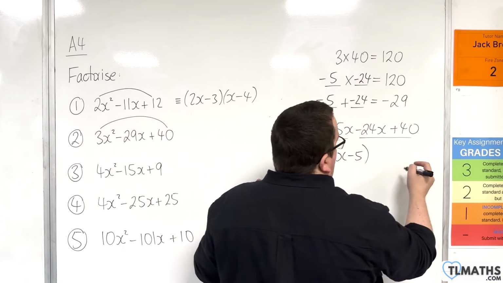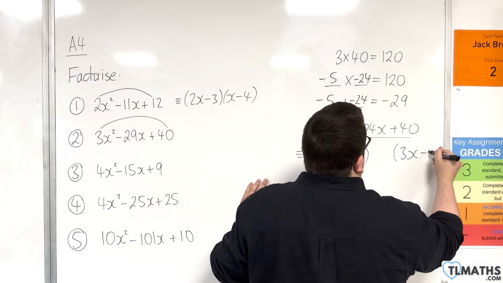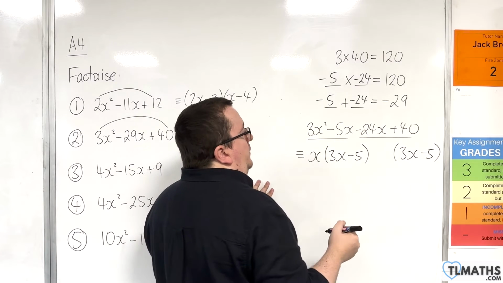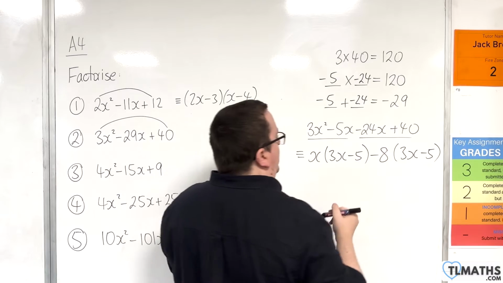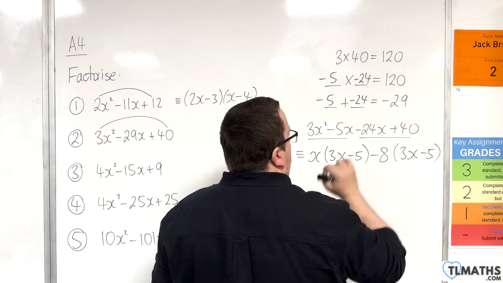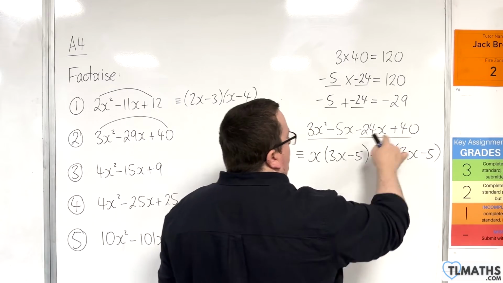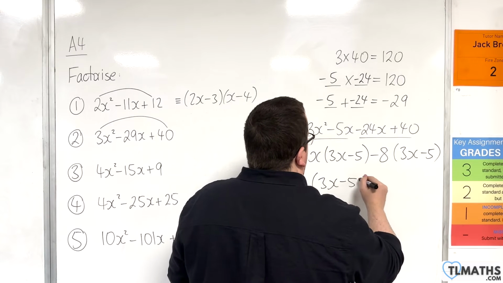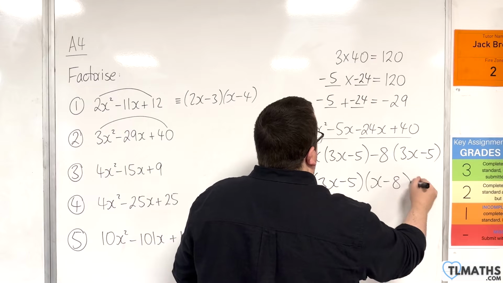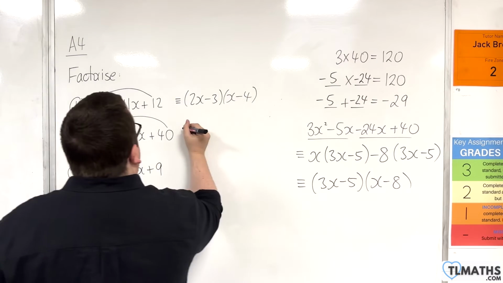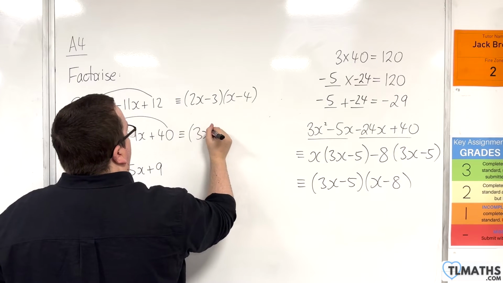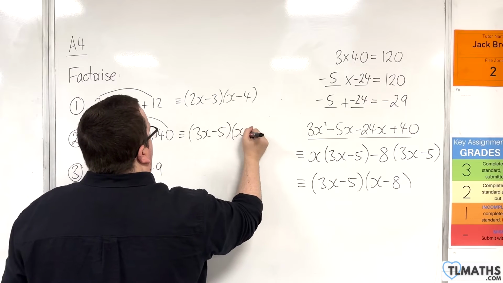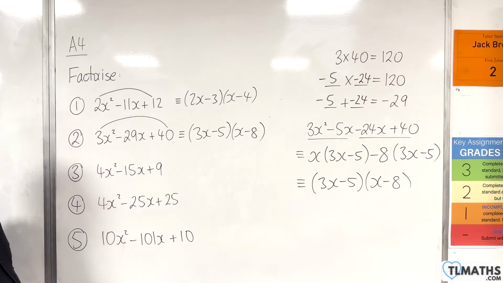Now we know that the other bracket's got to be 3x take away 5. So this would have to be minus 8 on the outside. Minus 8 times 3x makes the minus 24x. Minus 8 times the minus 5 makes the 40. So one of the brackets is 3x take away 5, and the other bracket has to be the x take away 8. Okay, and there's our answer to number 2.